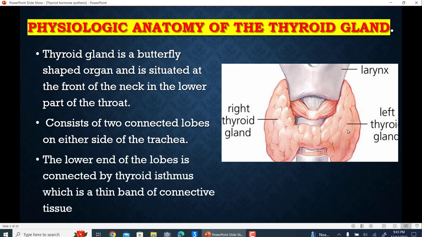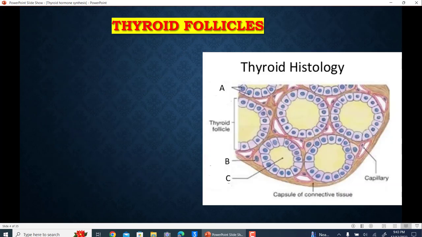The lower end of the lobes is connected by the thyroid isthmus, which is a thin band of connective tissue. This is the thyroid isthmus, a thin band of tissue or strip.